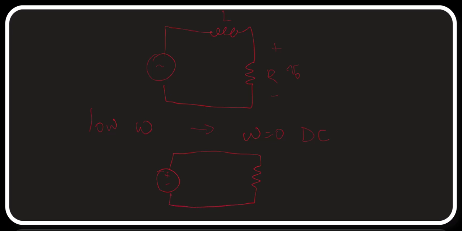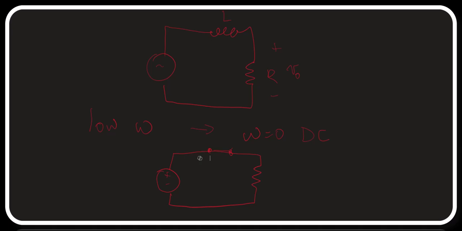And our inductor acts just as a straight wire. So frequency equals 0 gives us DC, and that allows all of the magnitude, the complete signal, to get through. So that's at low frequency.